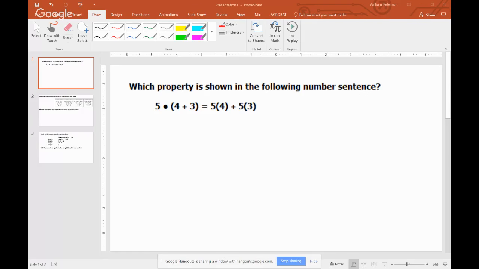Here we go. So first question here, it says, ooh, my computer is nice and warm and toasty. It says, which property is shown in the following sentence? So here, I'm going to rewrite this. Maybe we'll look into a little bit better format here. So we have the quantity 4 plus 3, and we multiply the whole thing by 5.